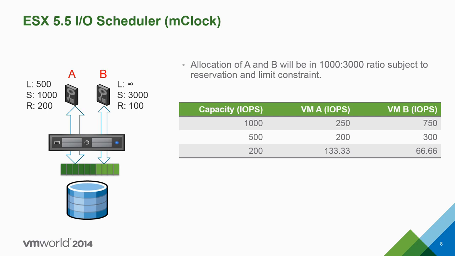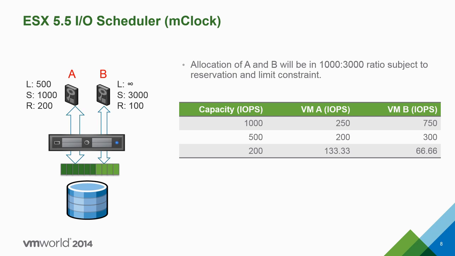Let's just say with a simple environment, we've got a single data store, a single ESX server, and 2 VMs running on it. The settings are such that VM A has a 200 IOPS reservation, and VM B has a 100 IOPS reservation. They have different shares: one of them is 1,000 shares, the other one is 3,000 shares. And A has a limit of 500, whereas B has no limit.